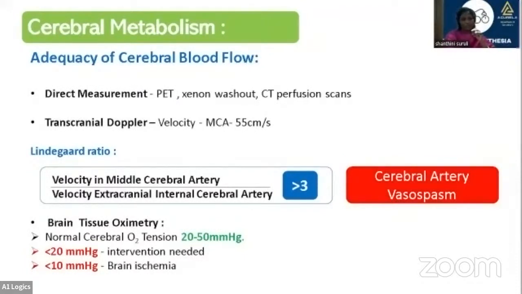The brain tissue oximetry is measured using the Clark electrodes. The normal cerebral oxygen tension is between 20 to 50 mmHg. When it is less than 20, intervention is needed, and when it is less than 10, it is suggestive of brain ischemia.